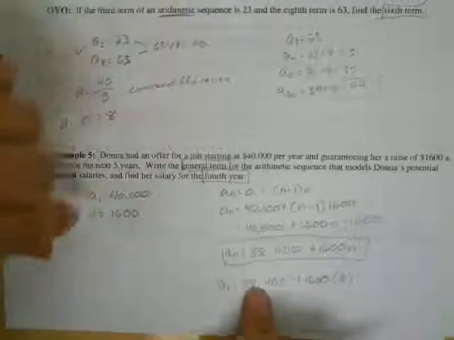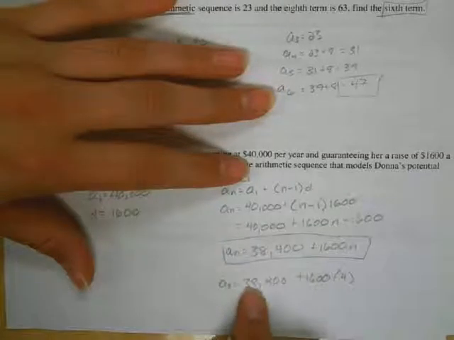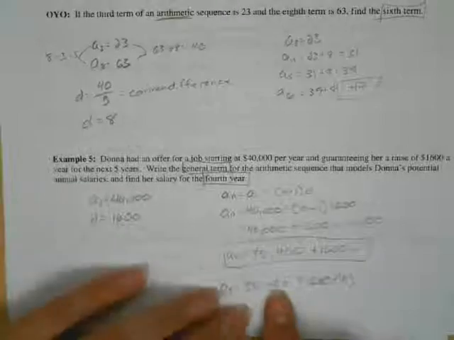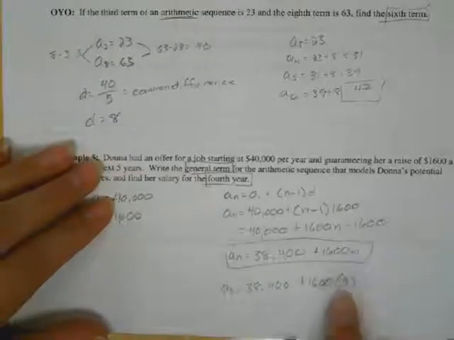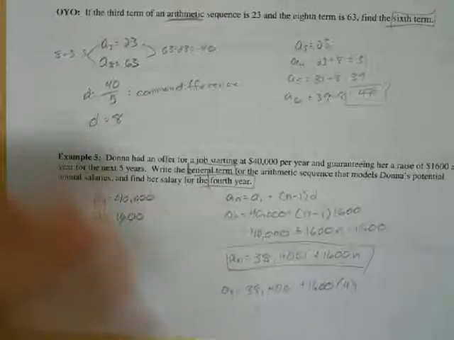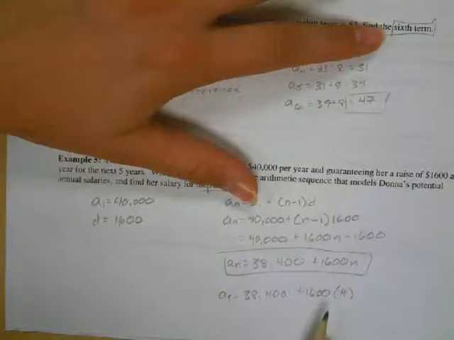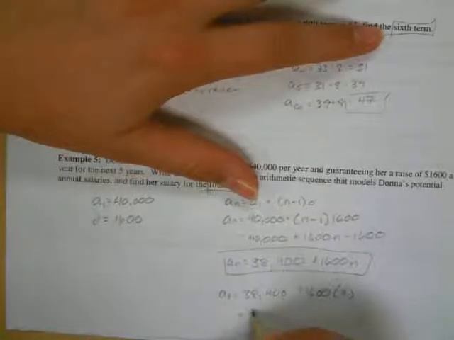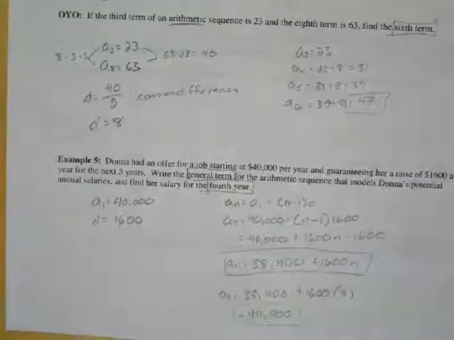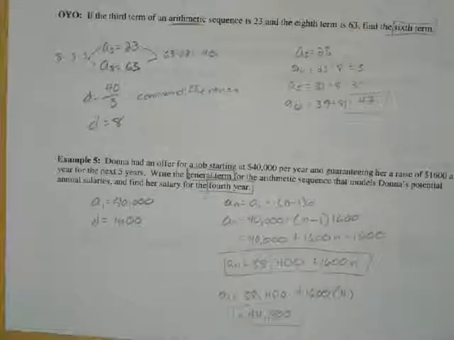Now the reason why we had to go back a little bit, that's why it's at 38,400, is because that first year when I put in 1, I needed to be 40,000. So when I put in 1, I'm going to add that 1,600, I'm going to end up at the 40,000. So that's why we had to go back a little. Alright, so 38,400 plus 1,600 times 4, which is going to be 44,800. That is not a bad paycheck. It's decent enough. Alright, so 44,800. Okay, it's an okay.